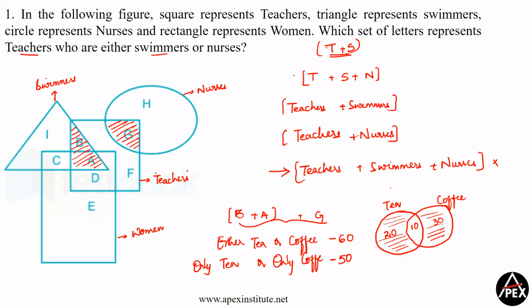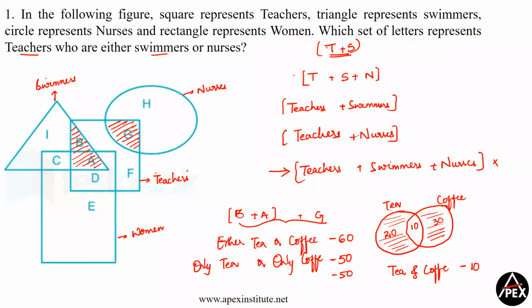Now, if I ask you who drink either tea or coffee but not both, then what will be your answer? It will again be 50, isn't it? It will again be 50. Now if I ask you how many of the students drink tea and coffee, your answer? The answer will be 10.